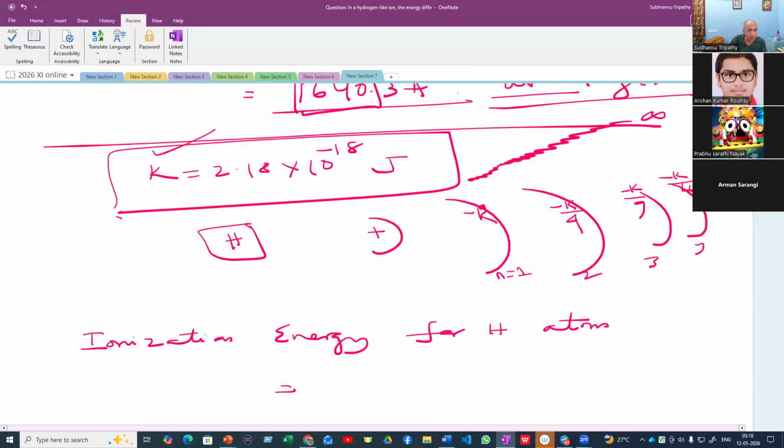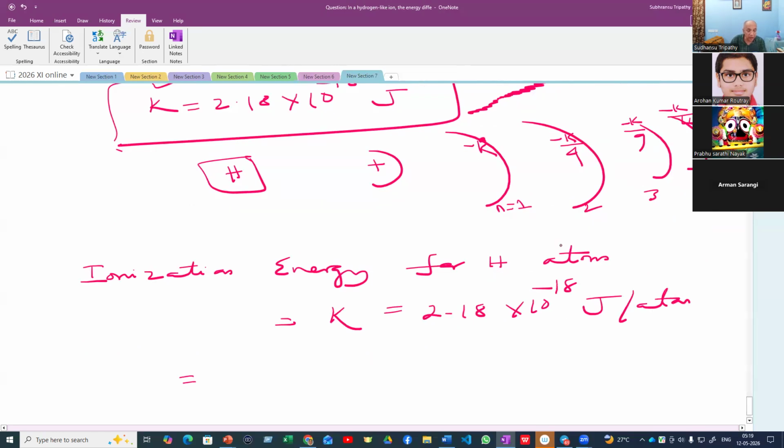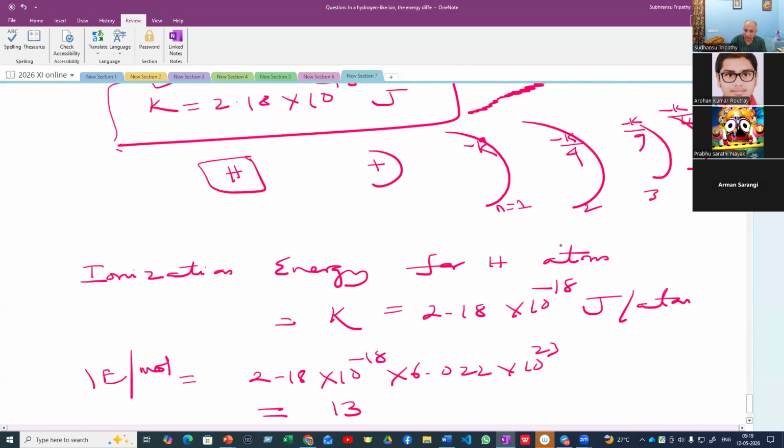Now, ionization energy is calculated from the ground state. So whatever is the ground state energy value, just make it plus. So K is 2.18 into 10 to the power minus 18 joule per atom. But if somebody asks you what is the ionization energy of hydrogen per mole, then IE per mole, you have to multiply this constant with Avogadro's constant, 6.022 into 10 to the power 23. You calculate, it will be 1300-some, 13,000 joules per mole, and if you convert to kilojoules, 1313 kilojoules per mole.